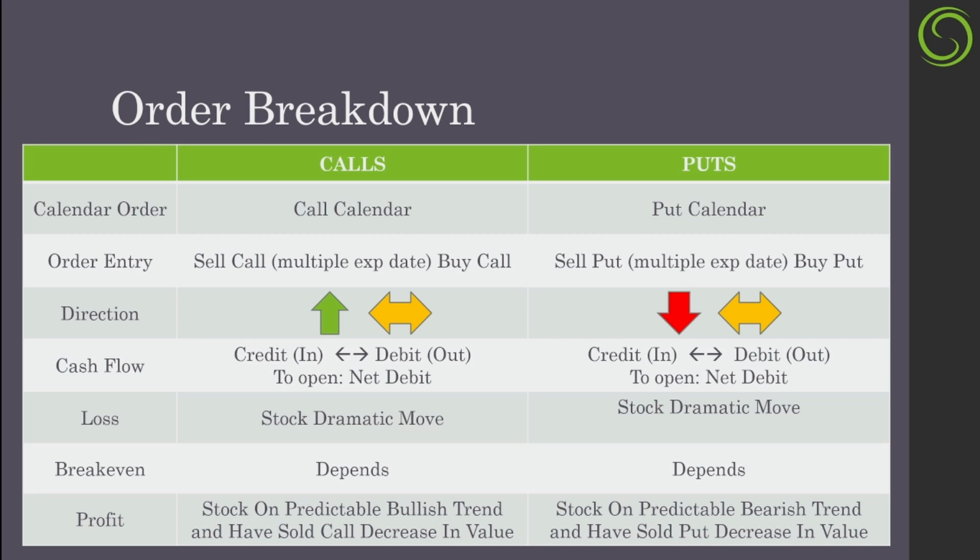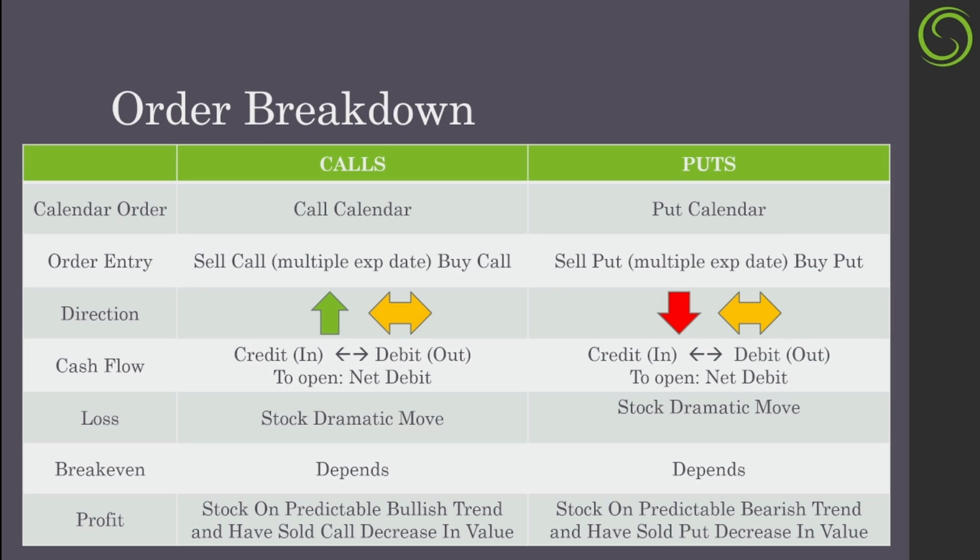So let's break down these calendar orders. With a call calendar, what we are looking to do is sell a call with multiple expiration dates in between, and then buy a call on the longer term. This is going to be really good for stocks that are trending in the upward direction, or kind of going sideways. We are not looking for bearish moves at all. We don't want bearish moves.